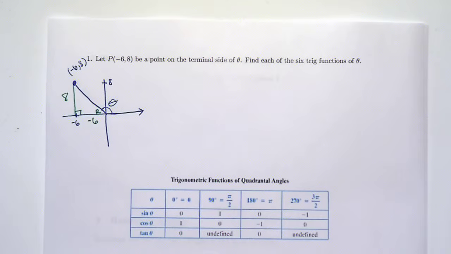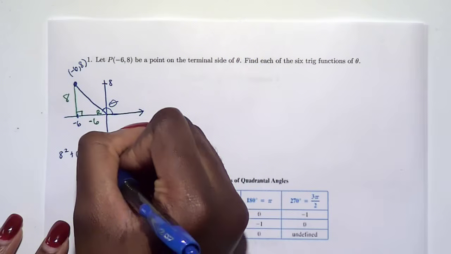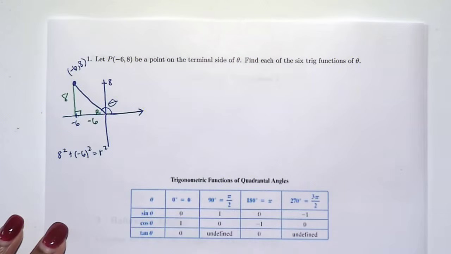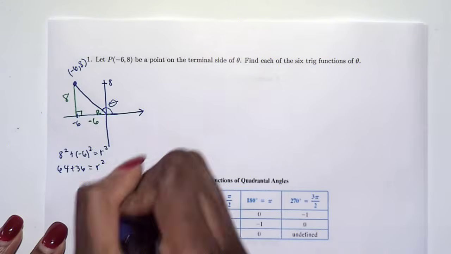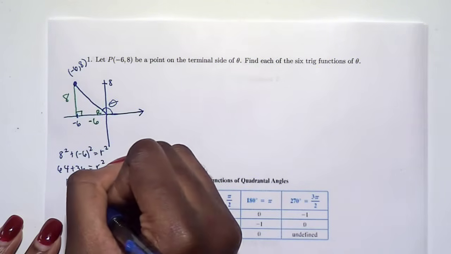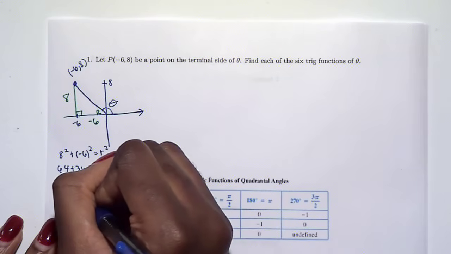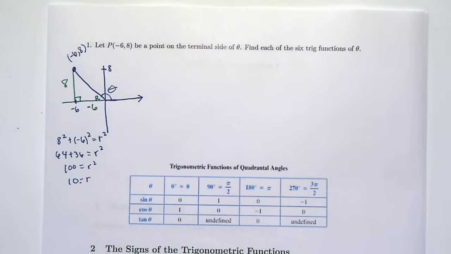How do we determine the other side, the radius? We can use the Pythagorean theorem. 8 squared plus (-6) squared equals the radius squared. The radius is always a positive number, so I don't have to worry about the negative. The radius is 10.